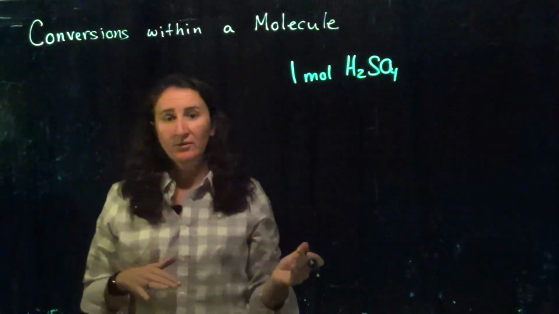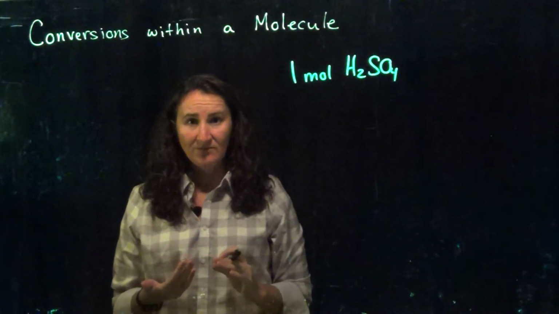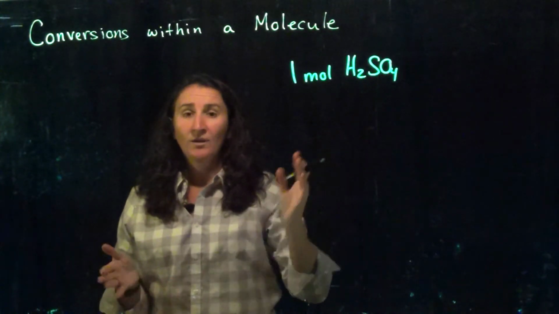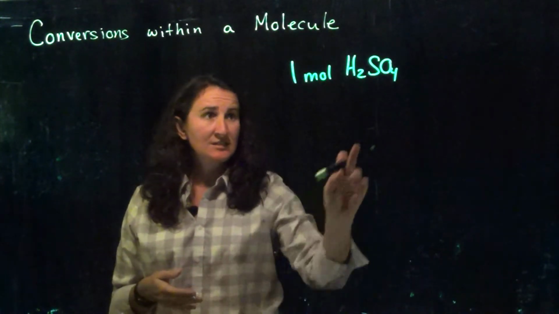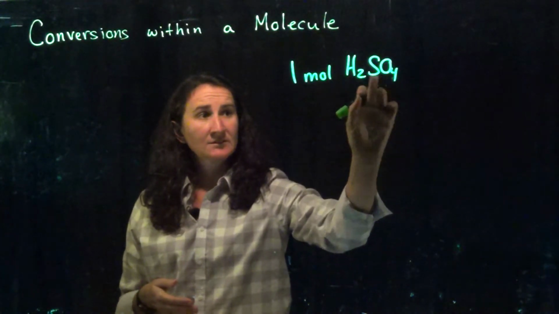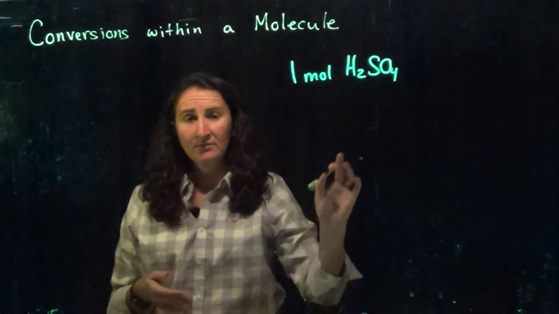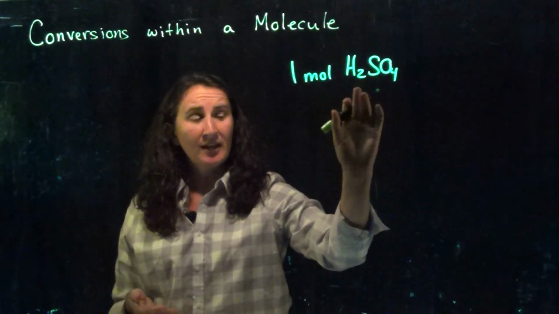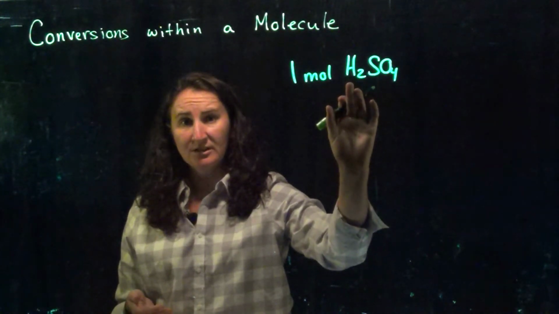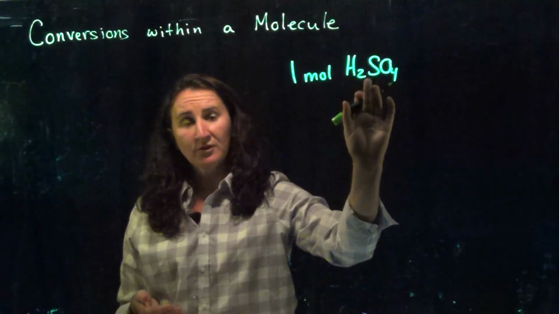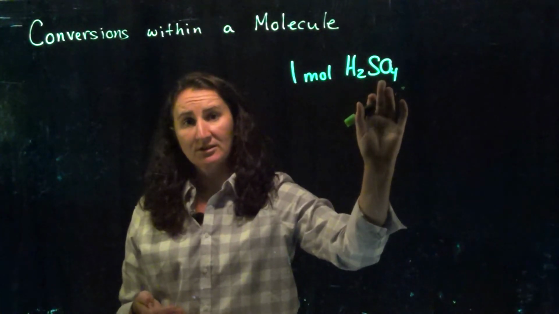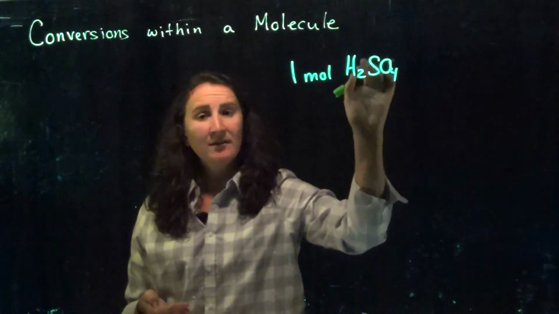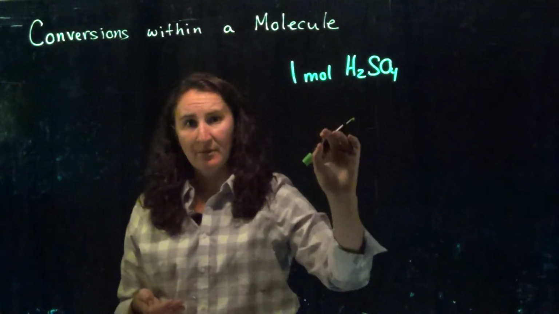If you have 1 mole of sulfuric acid, you may be interested in finding out how many moles you have of oxygen. What you're going to do with these types of conversions is use the numbers that are within the molecule, within the chemical formula. What I mean by that is for every 1 mole of sulfuric acid, there's 2 moles of hydrogen atoms, 1 mole of sulfur atoms, and 4 moles of oxygen atoms. Just because there's 4 for every molecule. There's 1 for every molecule, 2 for every molecule.